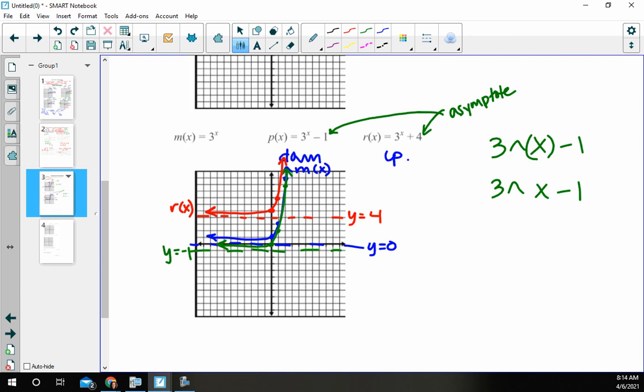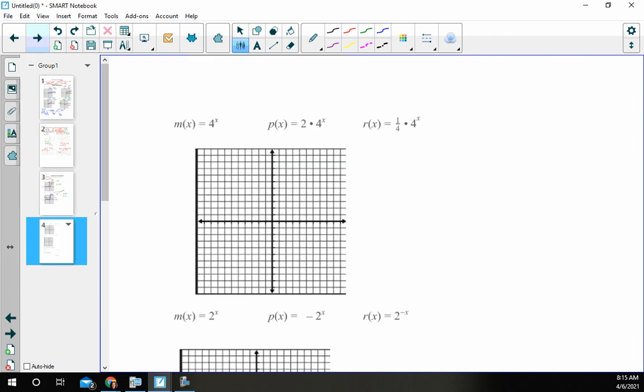Stretches and compresses, and our reflection is left. The last thing, reflections left, and then when I change that base to be a number, small, 2 and 3. I think the next one I might use 4. All right, so go ahead and get your 4 to the x in, graph your OG.